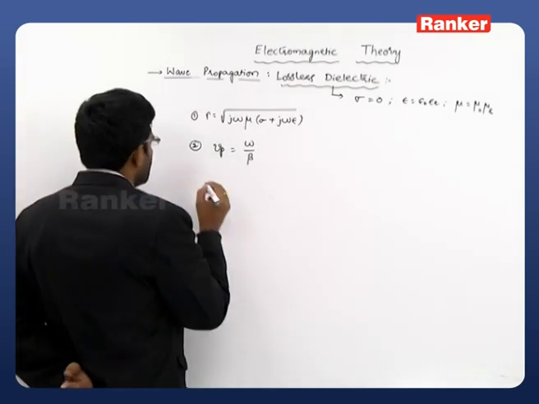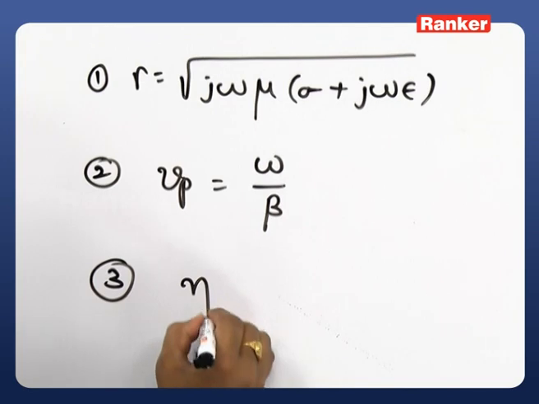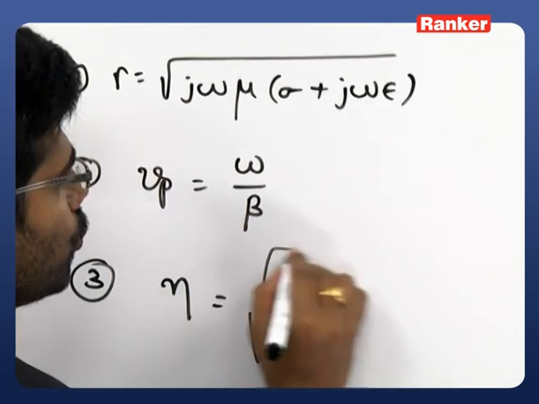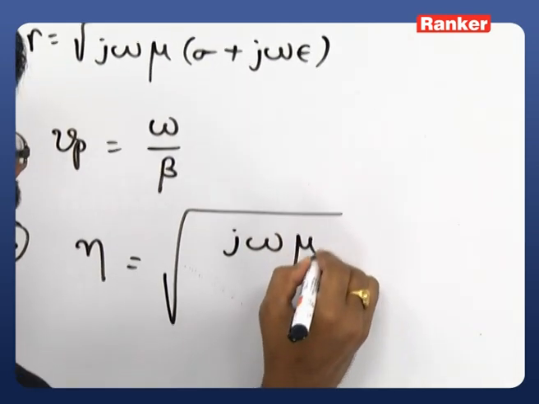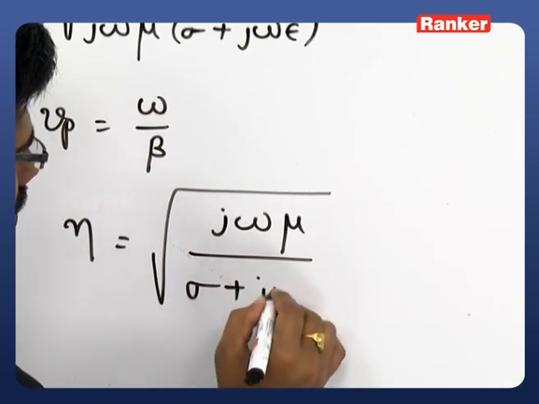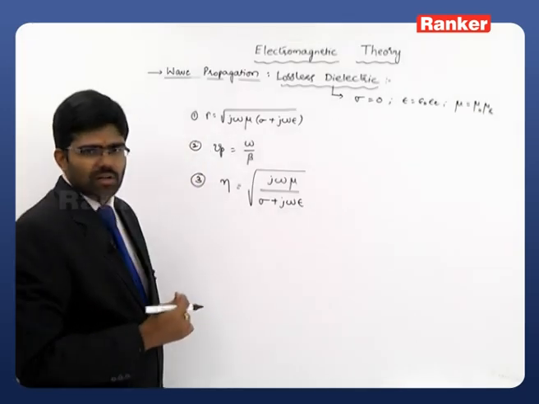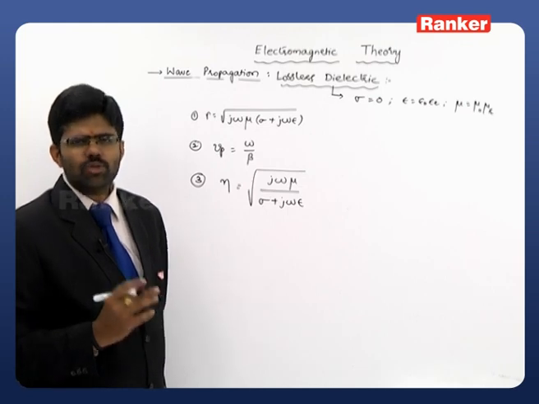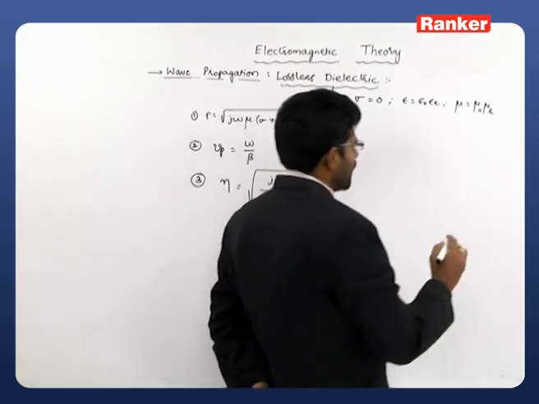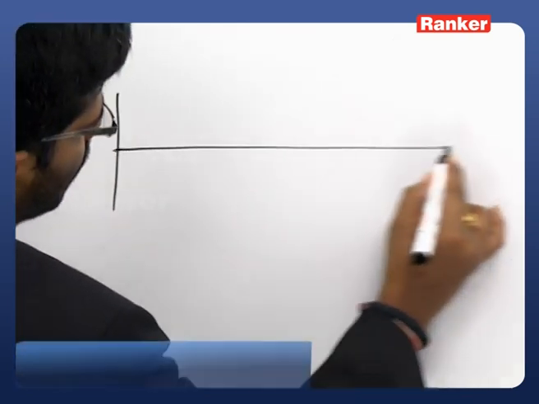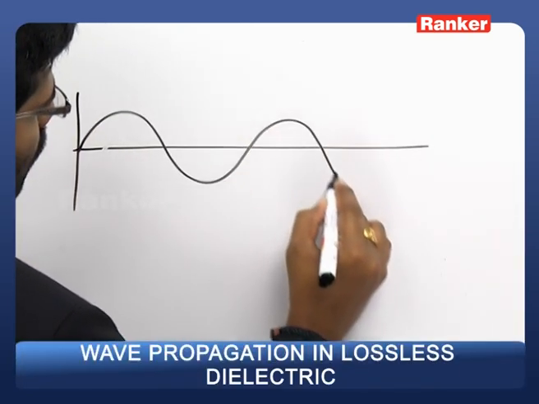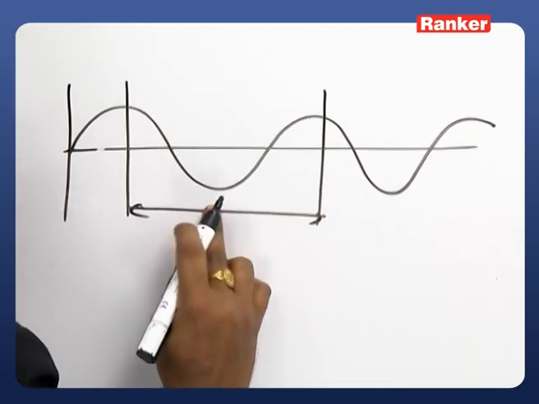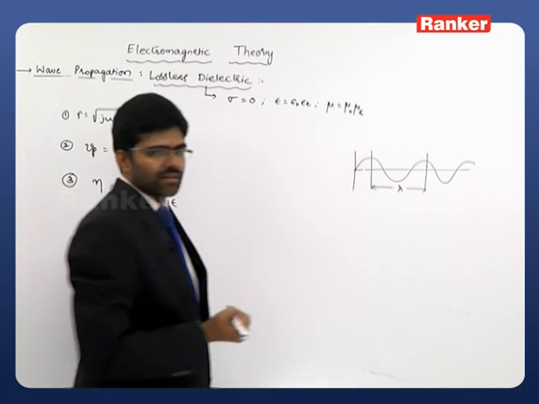And after that, let us take our intrinsic impedance. Intrinsic impedance, or the characteristic impedance of the medium, eta, is equal to the square root of j omega mu divided by (sigma plus j omega epsilon). Now we are going to define another parameter, that is wavelength. What is wavelength? A very simple concept. Whenever a wave is taken, the distance between two crests is treated as wavelength.